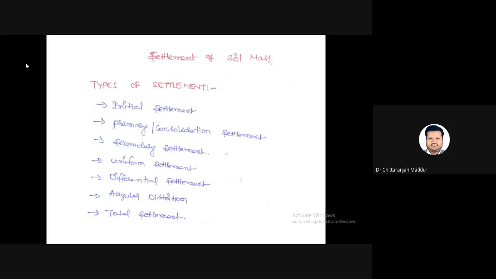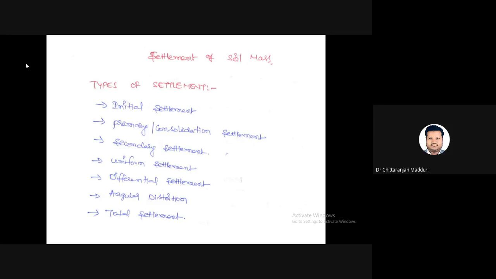Next, in allowable bearing pressure, another topic is settlement and allowable bearing pressure based on plate load test. It is already discussed in unit 1. In unit 1, I have already discussed how to estimate the net allowable bearing pressure and the settlement by using plate load test. So that is also over.